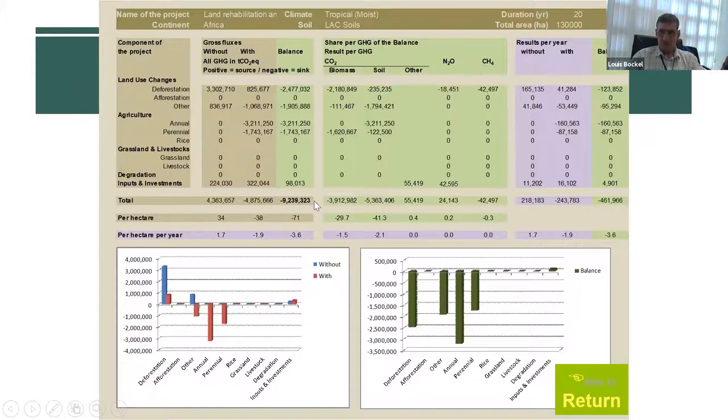We have minus 9.2 million tons of CO2. So for this land rehabilitation project in Africa, we are fixing 9.3 million tons of CO2 over a period of 20 years, as specified here, with 130,000 hectares. This result table also specifies where the carbon is fixed, balanced between biomass, soil, and others, in terms of CO2, nitrous oxide and methane. The main result is additional carbon in soil, about 5.3 million tons in 20 years, and about 3.9 million tons of additional carbon in biomass.